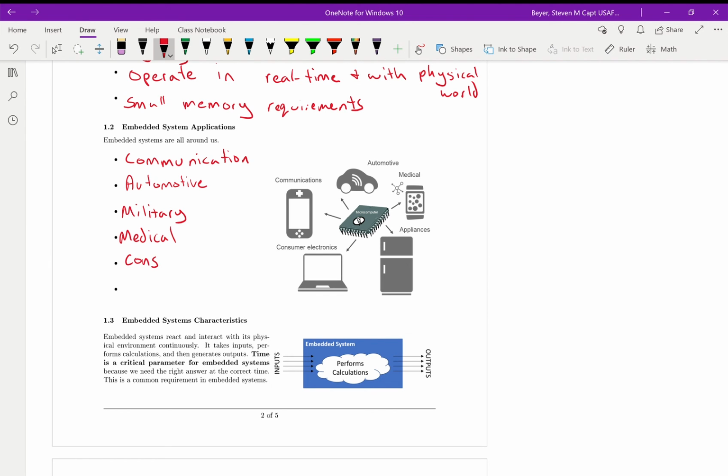Consumer electronics: refrigerators nowadays can communicate with other devices in your house. You can tell if the door's been left open. As we get smarter and smarter and think of the Internet of Things, all of those Internet of Things devices are embedded systems, computers typically interacting with the real world. Whether it's a light bulb or a switch, all of those are getting smarter and smarter, and we have more and more embedded systems around us.